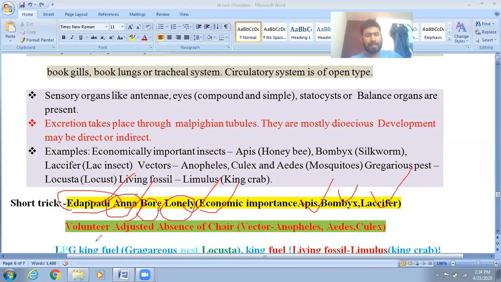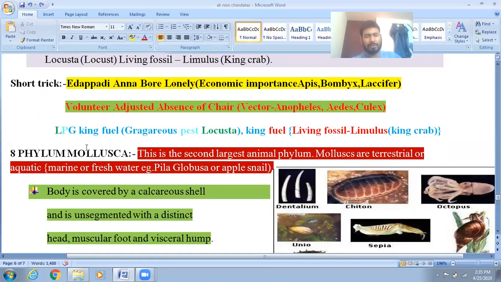Next is: volunteer adjusted absence of chair. Suppose a volunteer came and there is no chair, so what will they do? They will adjust. Volunteer means vector, adjusted means Aedes, absence means Anopheles, and chair means Culex. So this is the short trick. I think you are understanding and getting it very sharply. Next, another example by which you can easily learn.